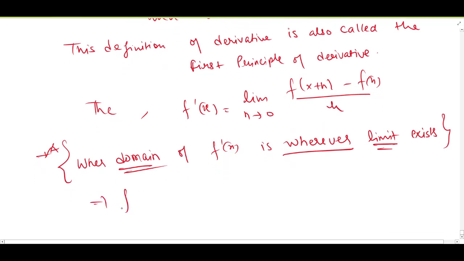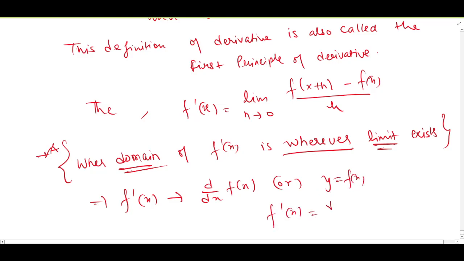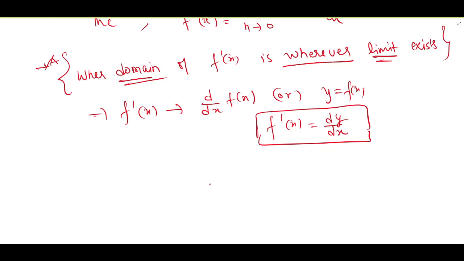We also have a notation: f dash x is denoted by d by dx of f of x, where y is equal to f of x. So we can write f dash x is equal to dy by dx. We also denote the derivative of a function as capital D f of x. So this is known as d by dx.